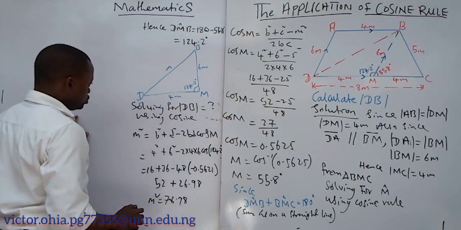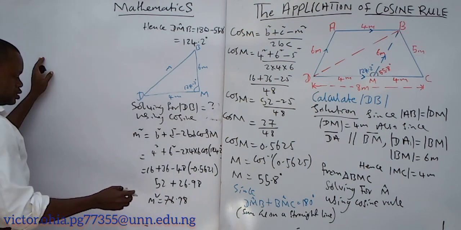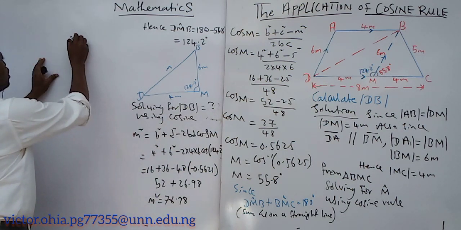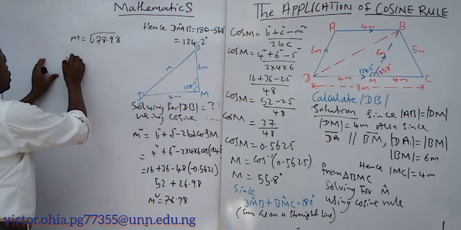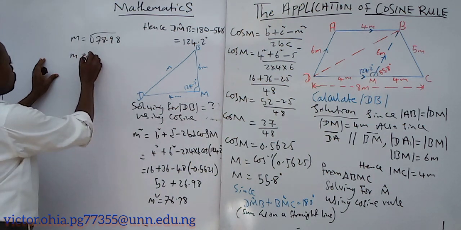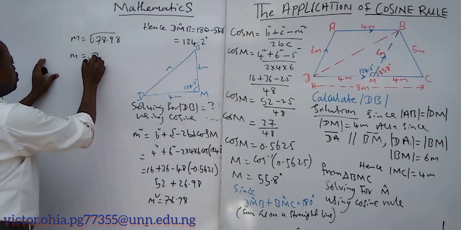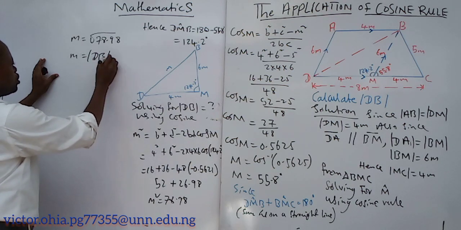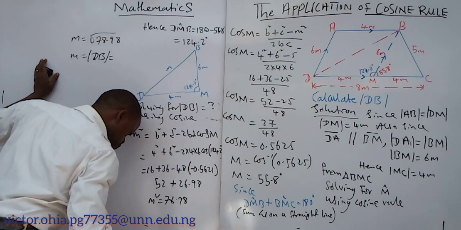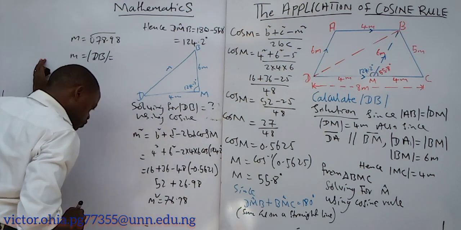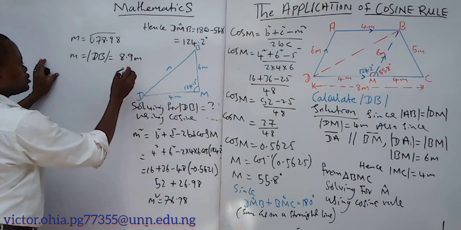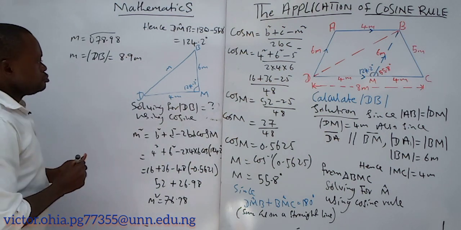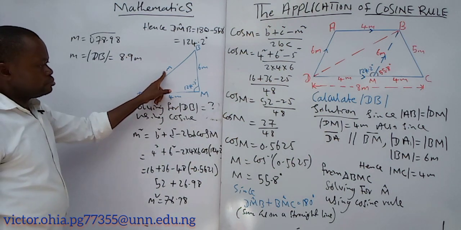And you know what will happen? We take the square root of both sides. That means m is equal to the square root of 78.98, and m, which is equal to DB, will be equal to the square root of this, which is 8.9 meters. So this is 8.9 meters.